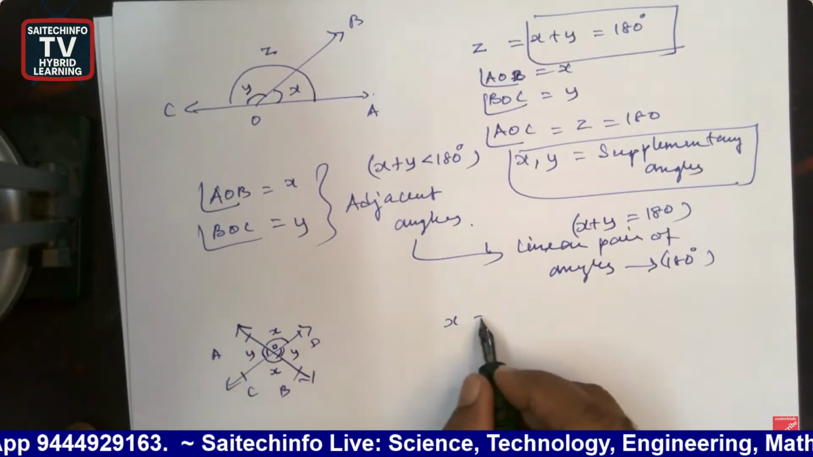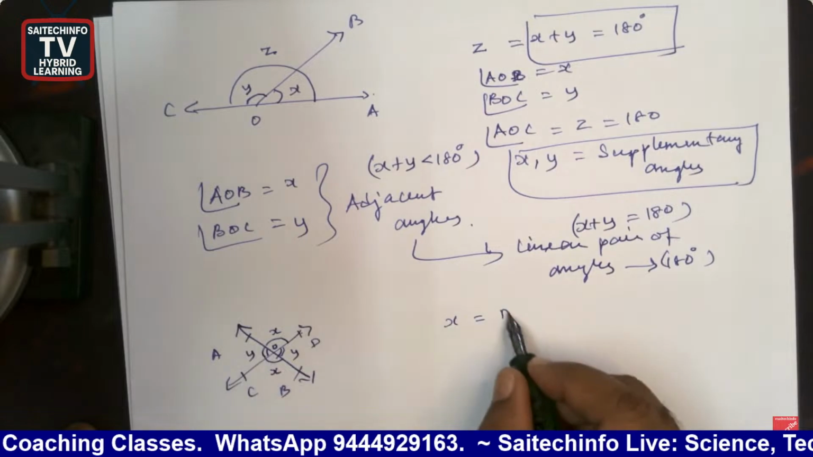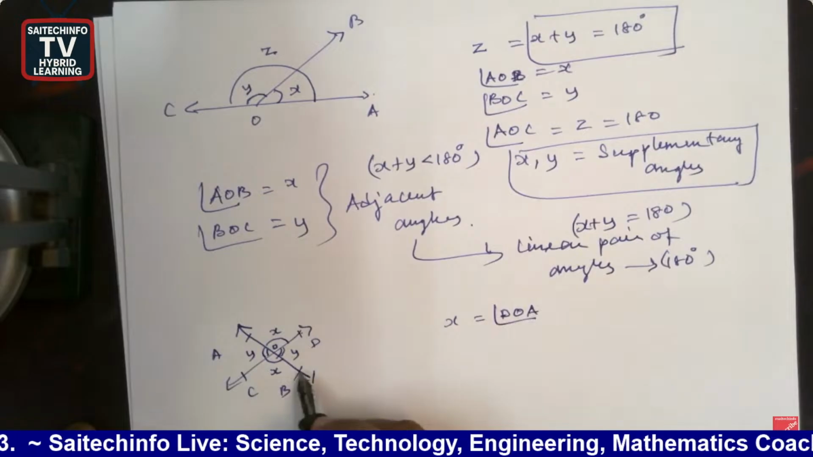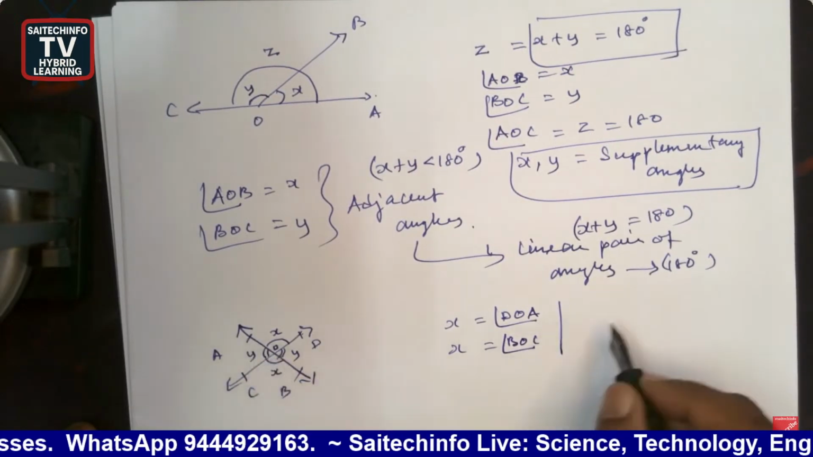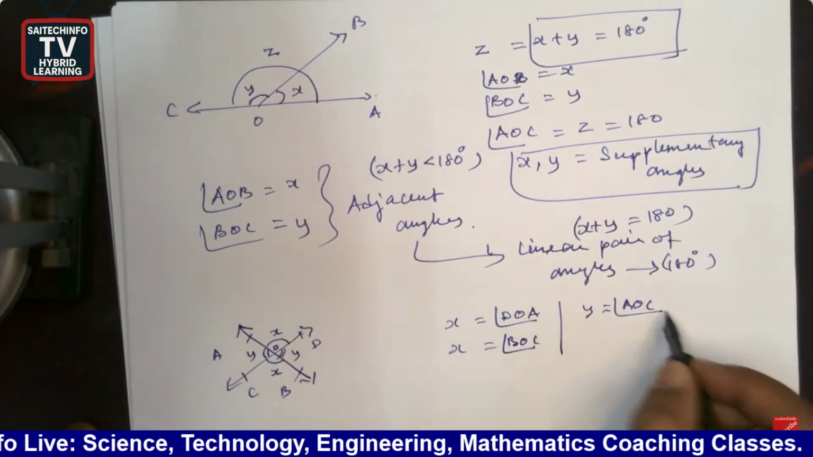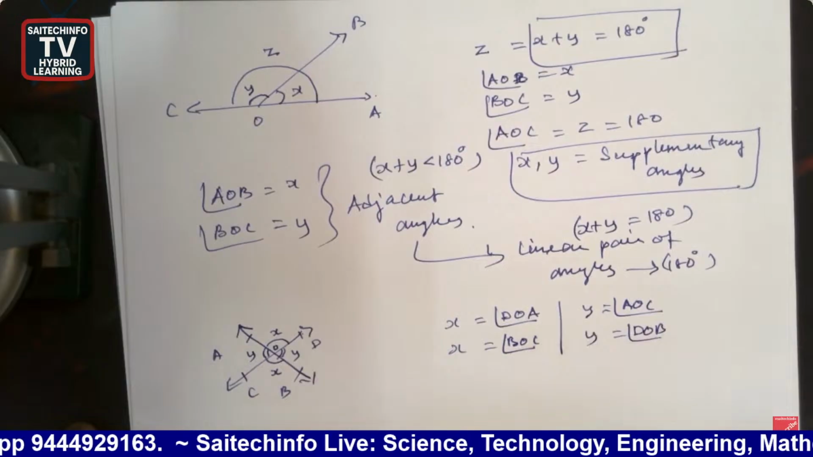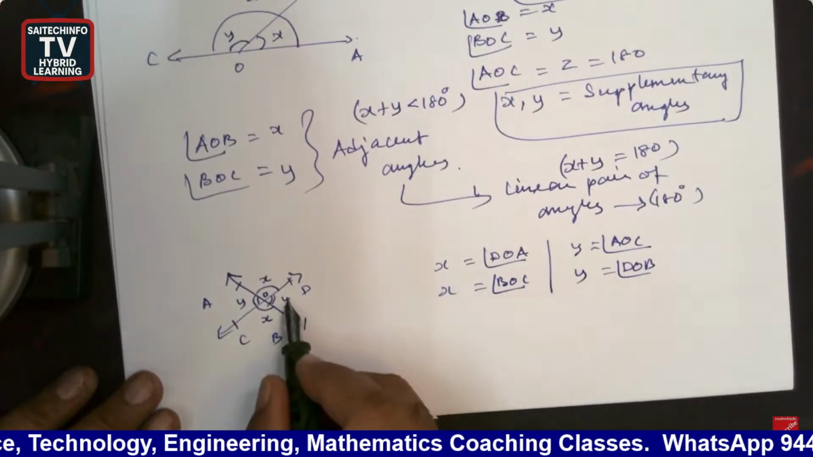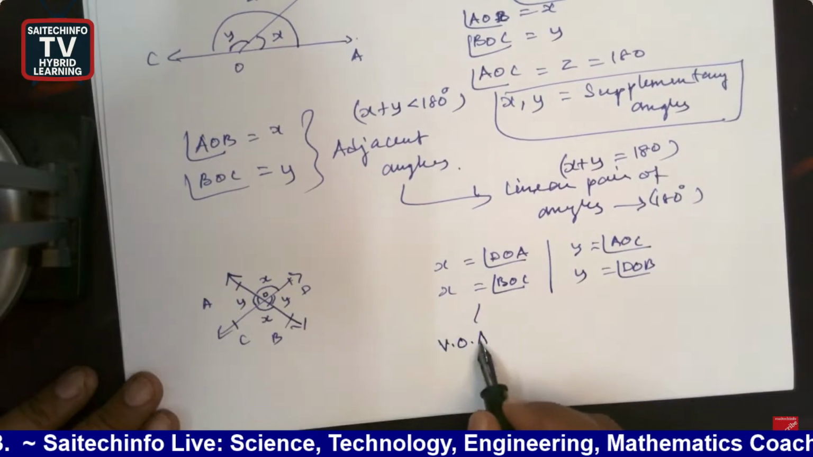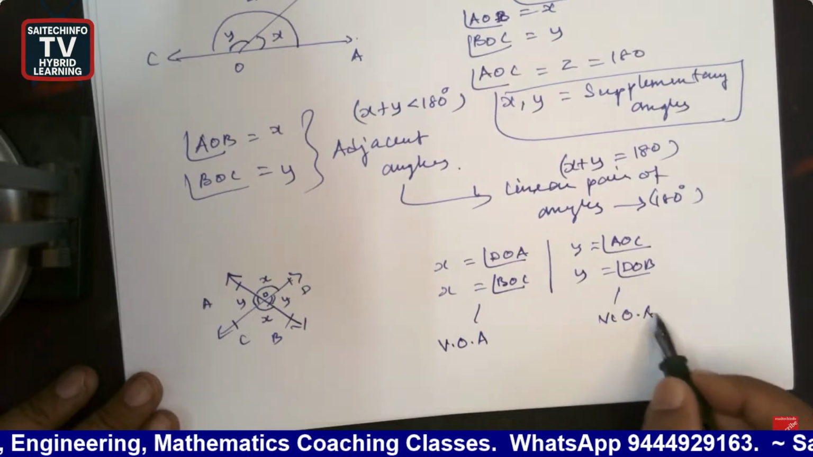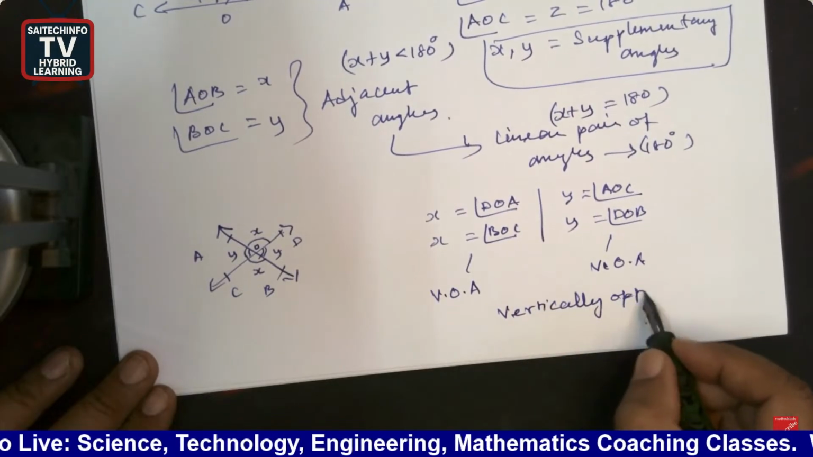So what is X here? X is equal to, what is that? DOA. And the BOC is also X. Similarly, AOC is equal to Y. Then DOB is equal to Y. So which are vertically opposite angles? Y and Y. These two are vertically opposite angles. So what do you mean by VOA? Vertically opposite angles are equal.